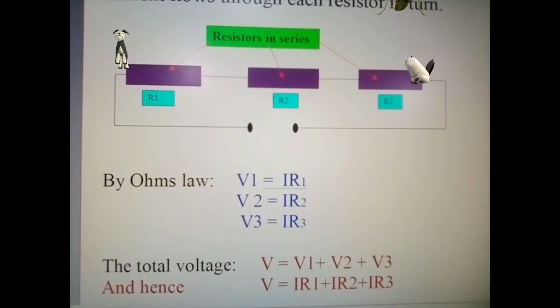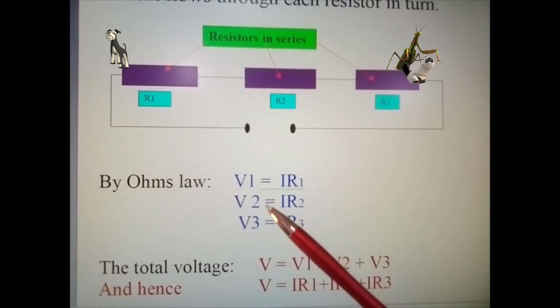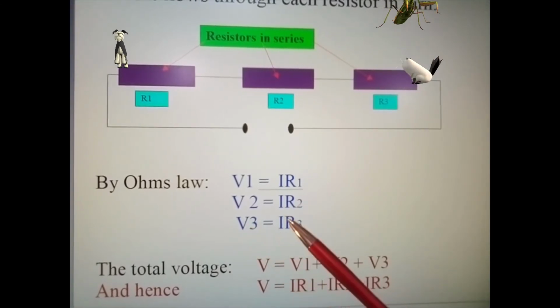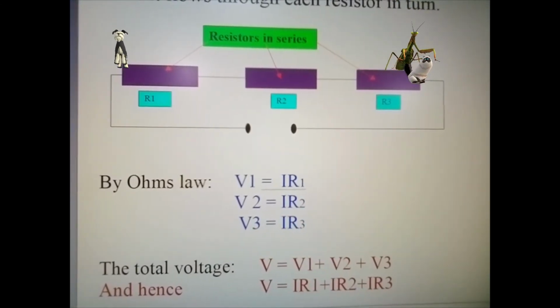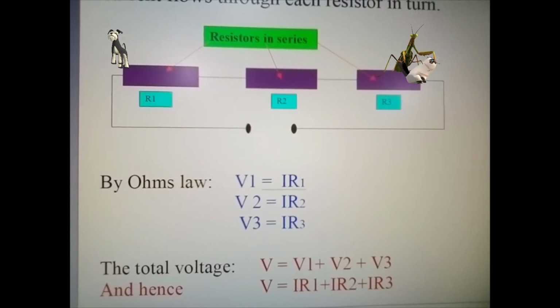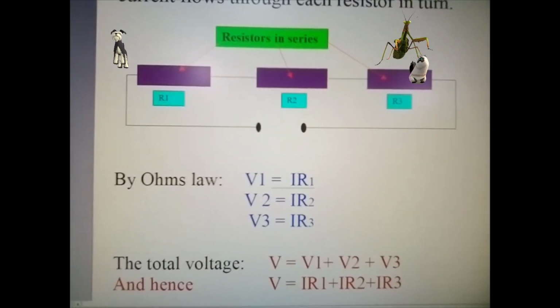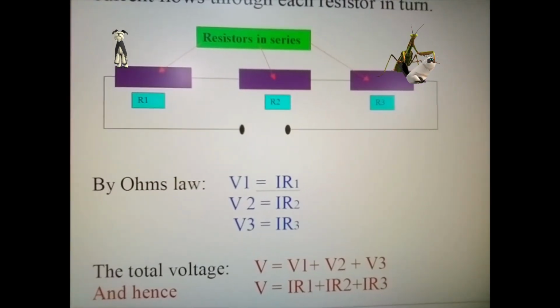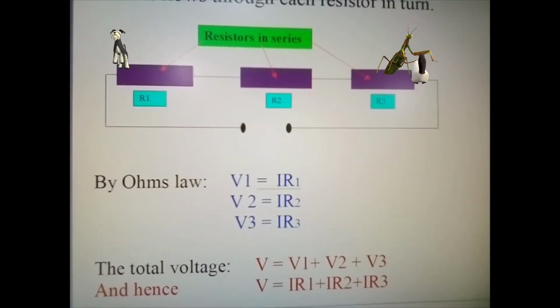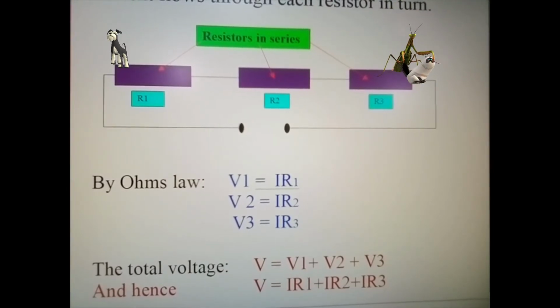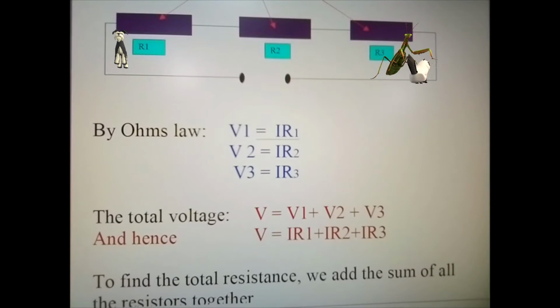And by Ohm's law, V1 equals I times R1, V2 equals I times R2, V3 equals I times R3. Again, write this out for yourself so you're familiar with it. It will keep coming up. It will not disappear. You're dealing with Ohm's law. It is the rule of electrical work, or I should say the law of electrical work. Get to know it.